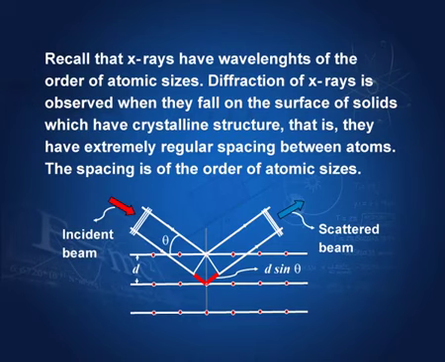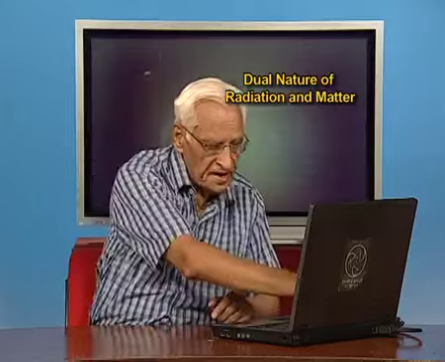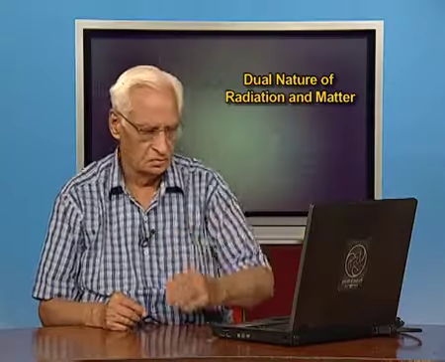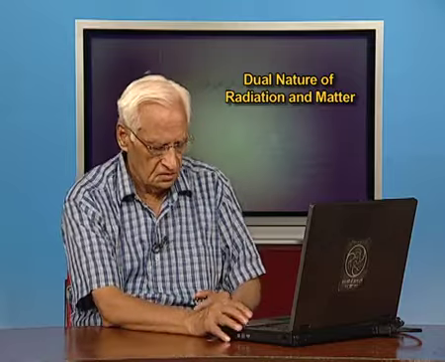So, the path difference between this and this is shown in red, these two. If we add these two, this is the path difference between these rays, and this one is d sin theta, this red is also d sin theta, and therefore, the path difference between this and this is 2d sin theta. So, if we can find arrays of atoms like this, then we can expect X-rays to show diffraction, which they do. X-rays are now routinely used for determining the structure of various things.